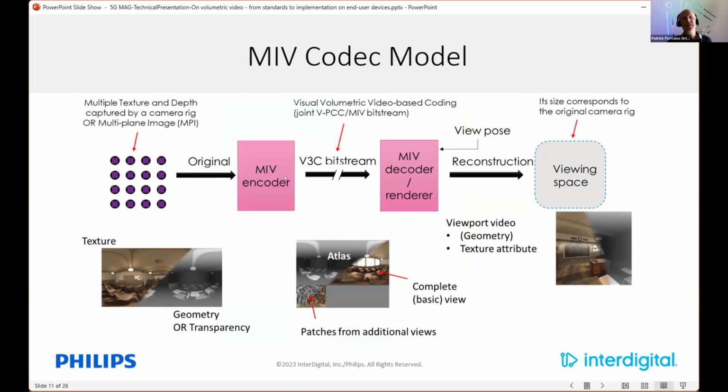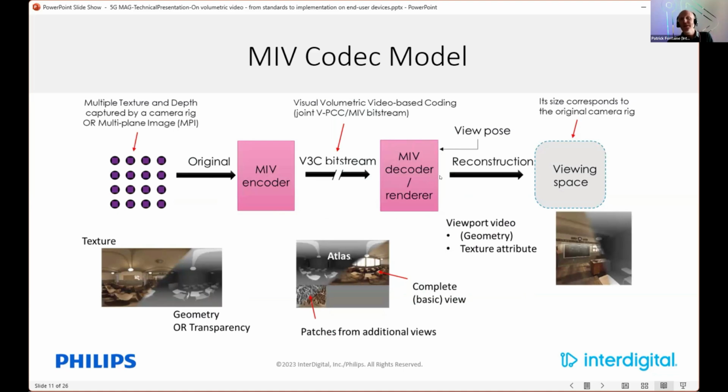And at the input of the MIV encoder, it will follow the same path as VPCC. It will generate one video texture that aggregates the information from a main view plus additional patches. And then you can have a geometry or transparency video to form the V3C bitstream. And same for the decoding and rendering.